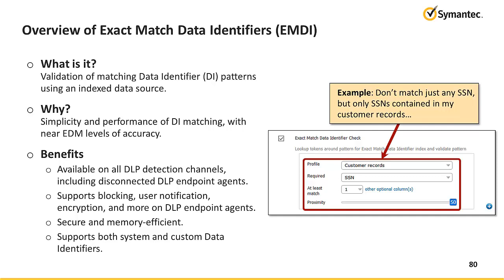This means that EMDI provides exact matching on the endpoint without requiring two-tier detection. Second, it supports blocking, user notification, encryption, and other real-time responses on the endpoint. Third, it is secure and memory efficient, protecting EMDI indexes on the endpoint with strong encryption and having a memory footprint about 5 times smaller than EDM. Lastly, it supports both system and custom data identifiers.